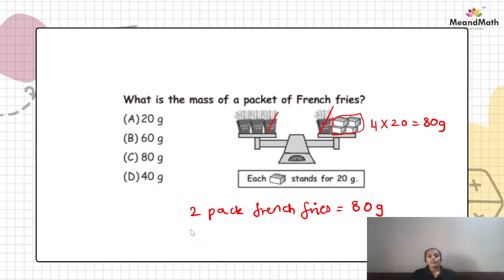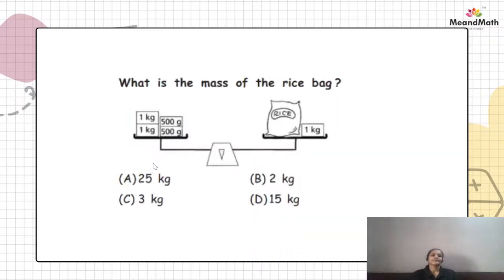So that means one pack will be equal to how much? 80 divided by 2, and that gives me 40 grams. Very good, Trijal, once again. Congratulations. Yes, your answer is absolutely correct. That is option D, 40 grams. The weight of one packet of French fries is 40 grams. All right, so this is how we get it. A very good job, fantabulous job done by Trijal. Keep it up.